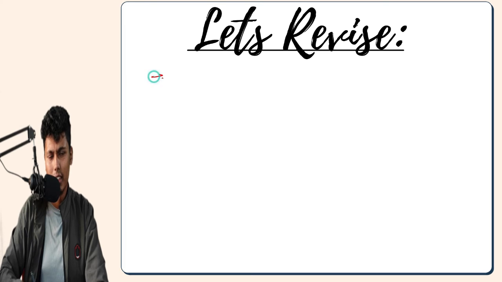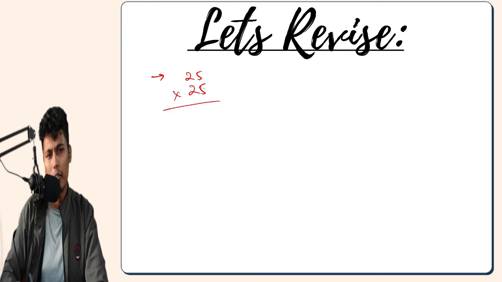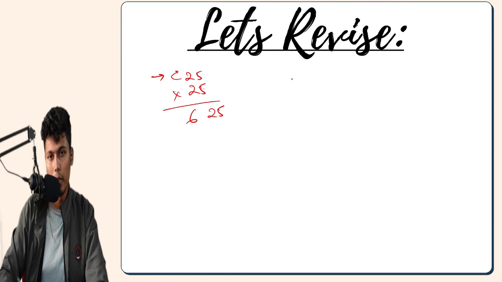So first, multiplication of a number like 25 into 25. How to do this kind of number? 5 times 5 is 25, write down 25 as it is. 2 times 3 is 6, so 6 goes in front. Okay, so please do it together with me.